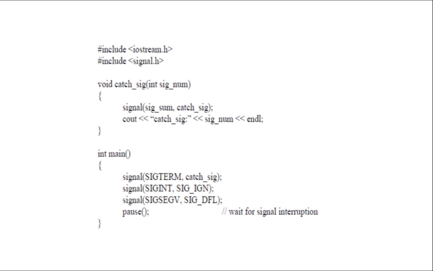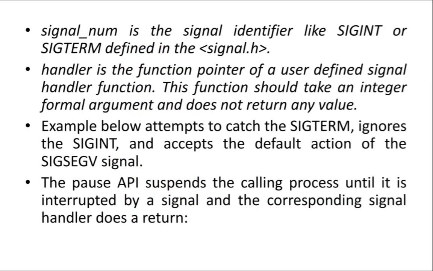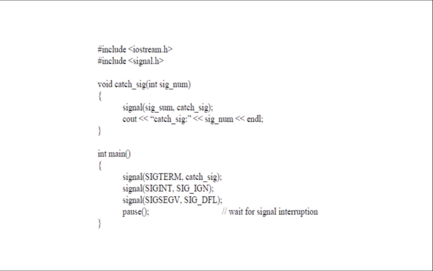Here I'm going to try to catch the signal SIGTERM. It's making an attempt to catch the signal SIGTERM. In the second case, it is ignoring the signal SIGINT. That's why SIG_IGN. It's just ignoring that signal. In the third case, it is going to take the default action. That's why SIG_DFL for the SIGSEGV signal. So what is the default action? It will terminate the process. That default action takes place because I am defining it as SIG_DFL.